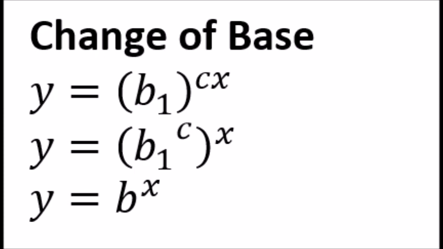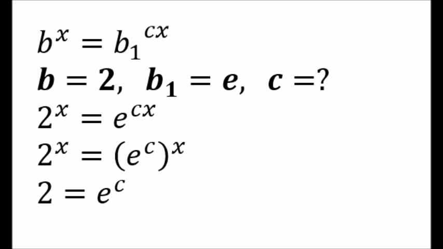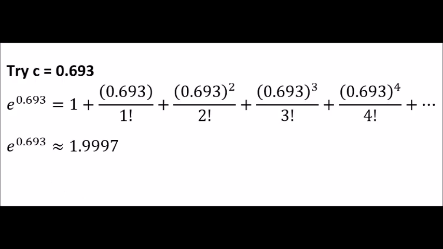Any base can be changed to a different one. This is done by multiplying the exponent x by some constant c. So to express 2 to the x as e to some exponent, we can make the following substitutions. Eliminating x from both the left-hand side and right-hand side, our objective is to find some number c such that e to the c is equal to 2. A bit of trial and error can lead you to c equals 0.693.